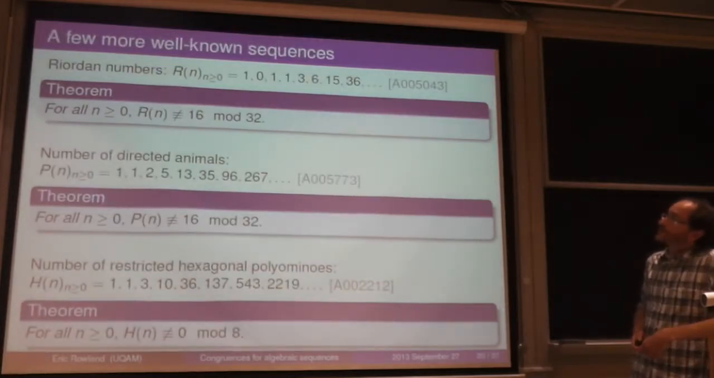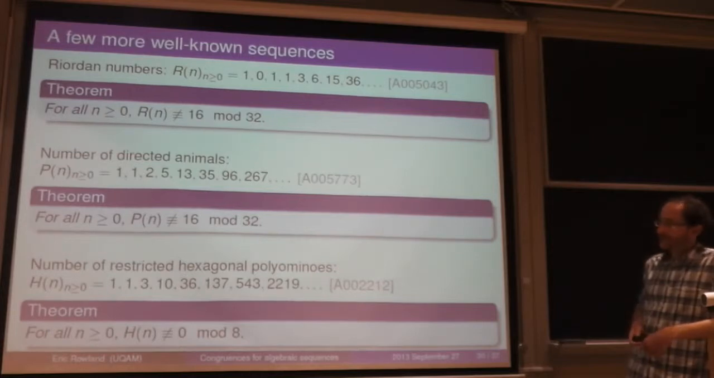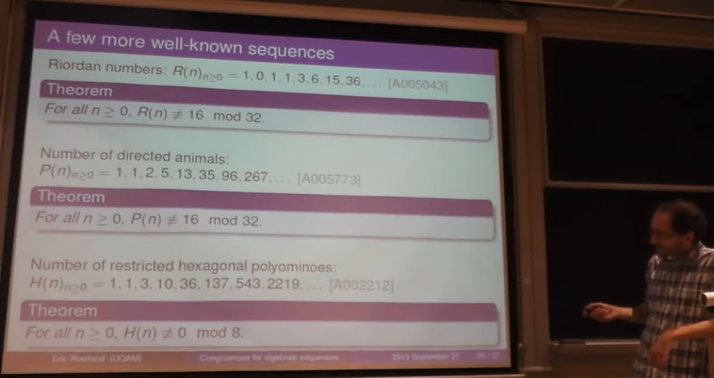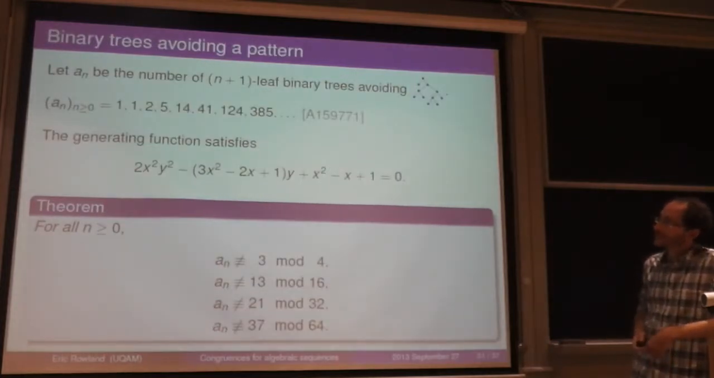All right, just a few more sequences. There's a sequence of Riordan numbers, which counts something, and it turns out that no Riordan number is congruent to 16 mod 32. It turns out that the number of directed animals of size n is also never congruent to 16 mod 32, and the number of restricted hexagonal polyominoes is never divisible by 8. In the paper we'll have several more theorems like this.